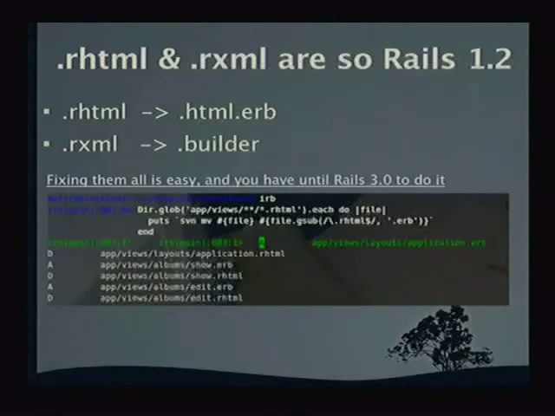Fixing them is pretty easy. This is basically just my bash shell. That's an IRB script that I pulled off somebody's blog. It updates all of your views to their proper extensions, or at least it does the RHTML. It wouldn't do any of the builders or the RXML. And it's not going to be enforced until Rails 3, so even if you don't want to fix everything up for a while, you'll be all right.